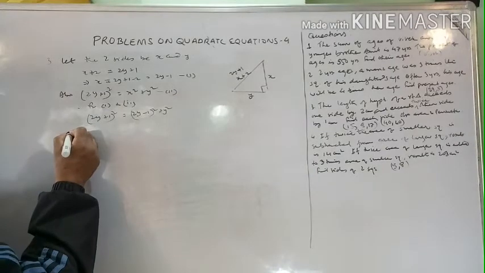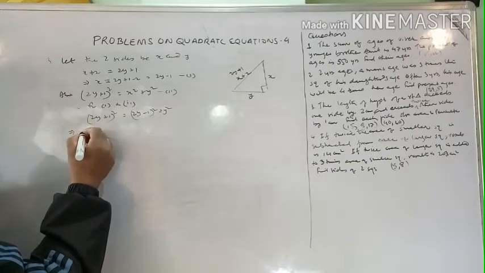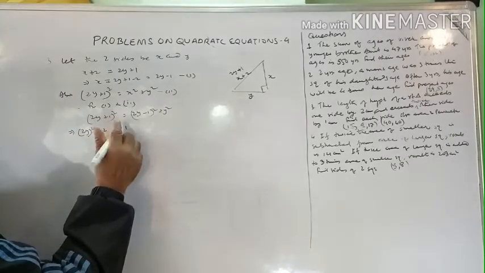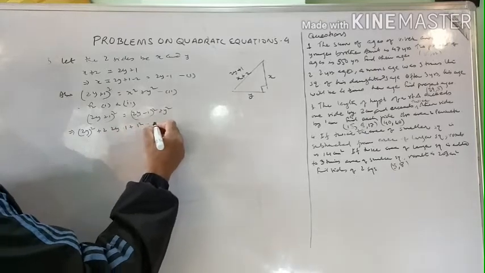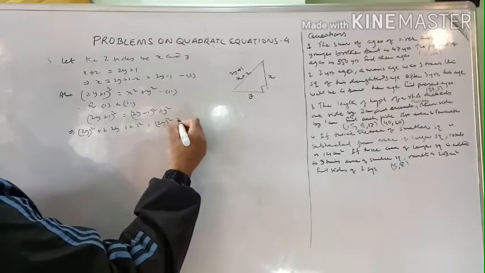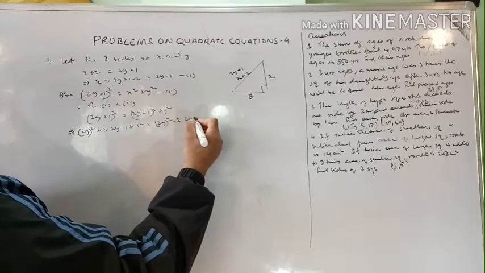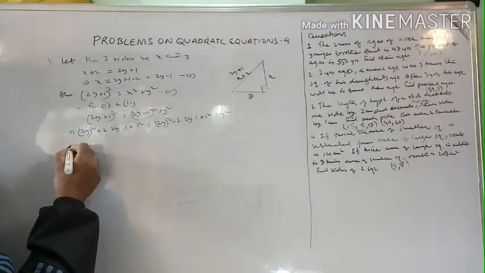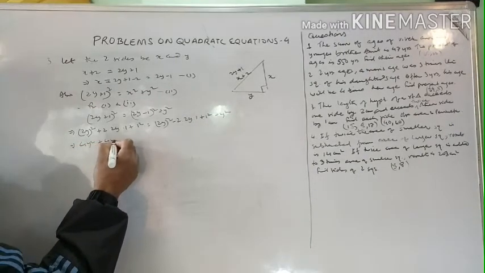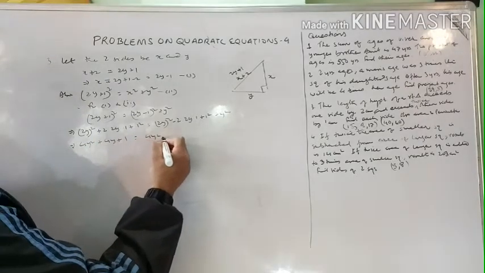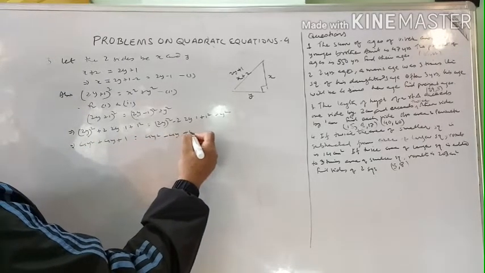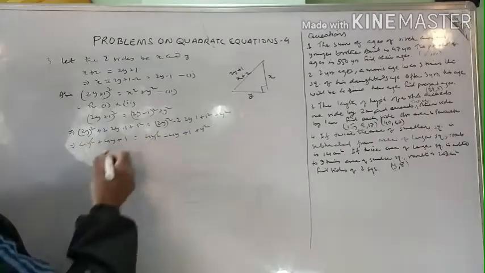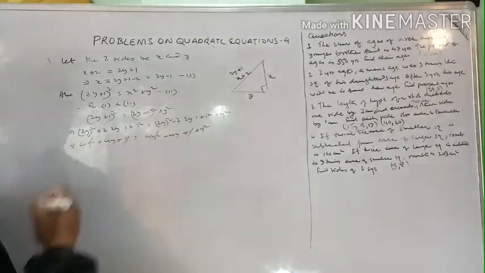If you simplify this, you get a square, meaning 2y whole square, plus 2ab, plus b square, equal to a square minus 2 into 2y into 1 plus 1 square plus y square. So it will be 4y square plus 4y plus 1 equal to 4y square minus 4y plus 1 plus y square. So 4y square gets cancelled from both sides, 1 also gets cancelled.